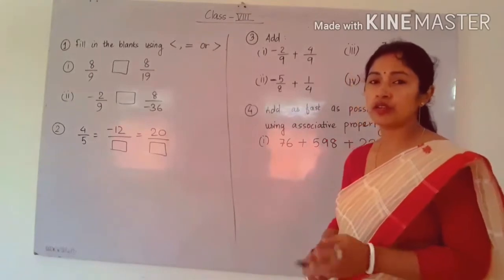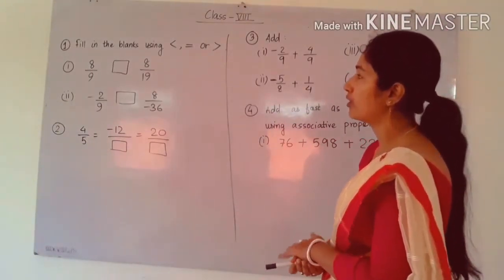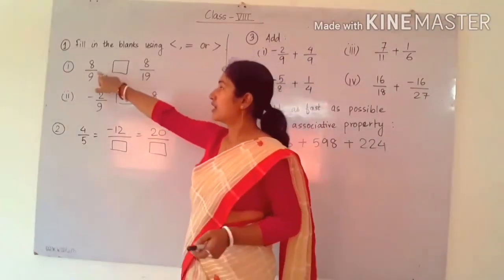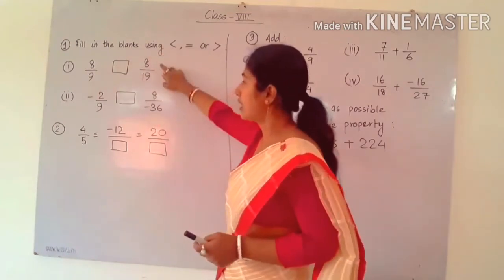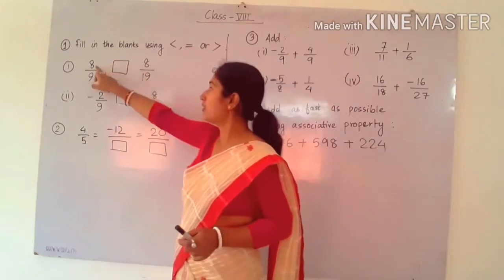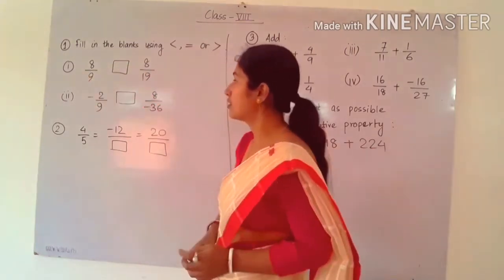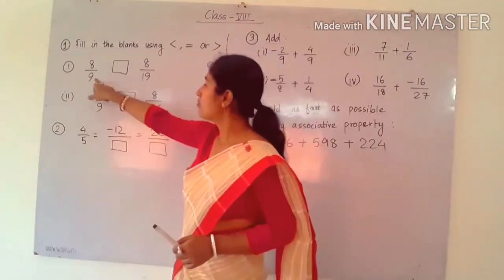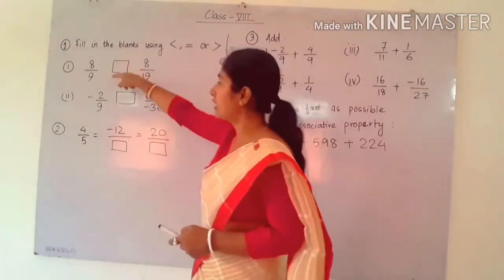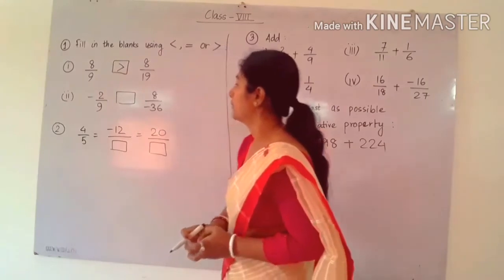So next I am going to discuss some questions. So first question is, fill in the blanks using less than, equal to or greater than. So in this first one, see, this rational number is 8 by 9 and this is 8 by 90. Already we know if numerator is same, then you have to check the denominator. Smaller the denominator, greater will be the rational number. So here 9 is smaller than 90. So 8 by 9 will be greater than 8 by 90. So we have to put the greater than symbol.